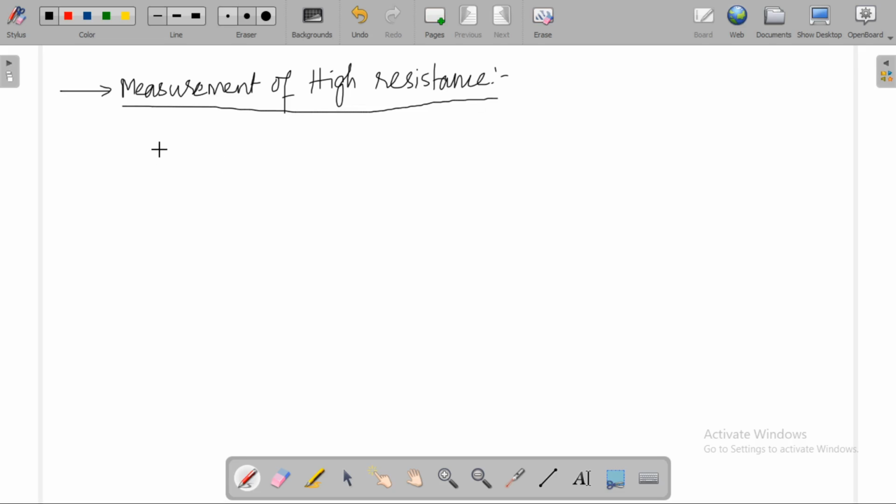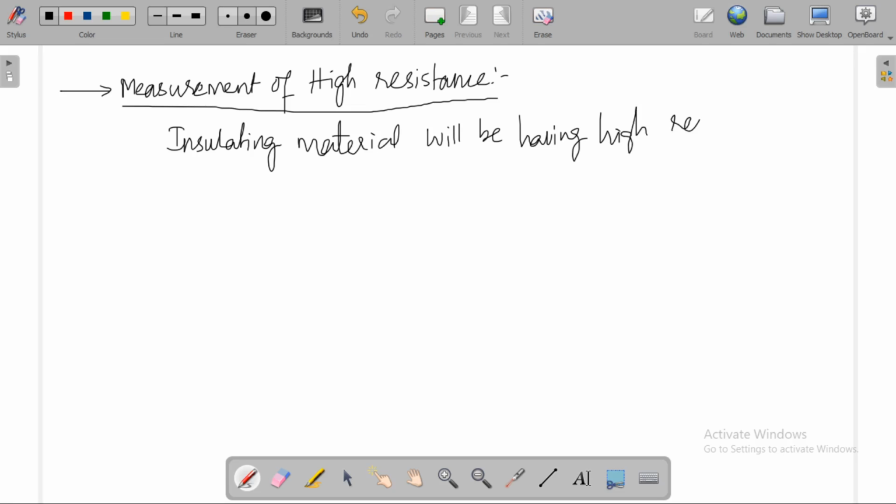Coming to the example for high resistance, insulating material. Insulating material will be having high resistance. This is one of the examples of high resistance. So this insulating material will be having high resistance.